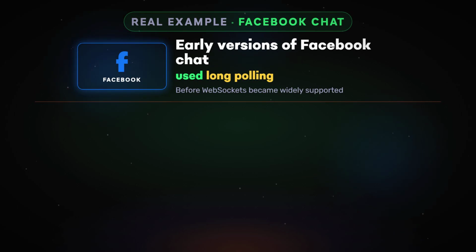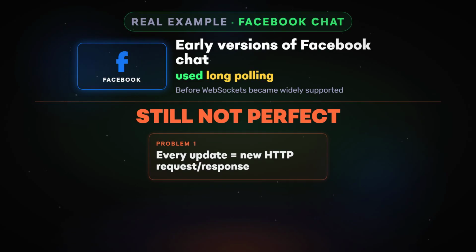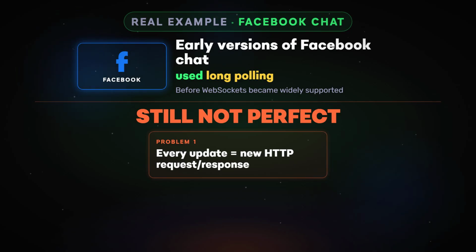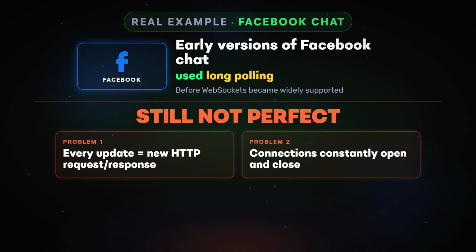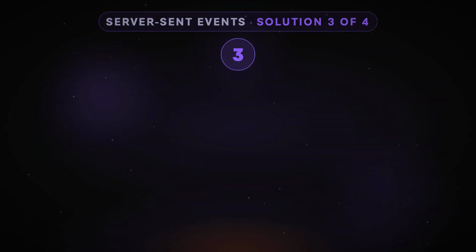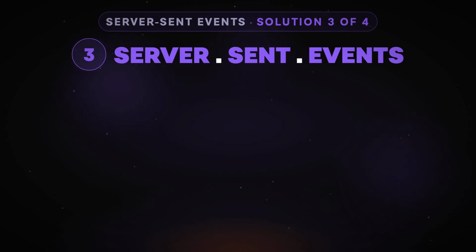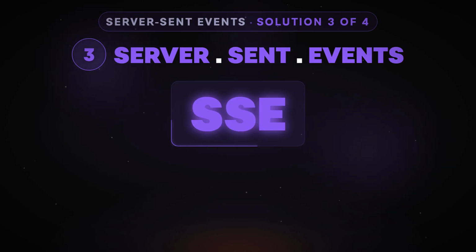The problems with long polling are these. Although it is better than polling, it still has issues. Every update requires a new HTTP request and a new HTTP response. Connections are constantly opened and closed. At large scale, this becomes expensive. Engineers wanted something even better, and that's where the third solution emerged: server-sent events, SSE. Engineers asked, what if the client opens one connection and keeps it open forever?